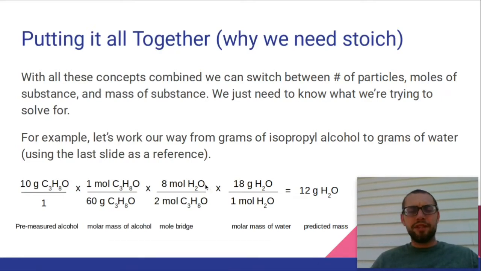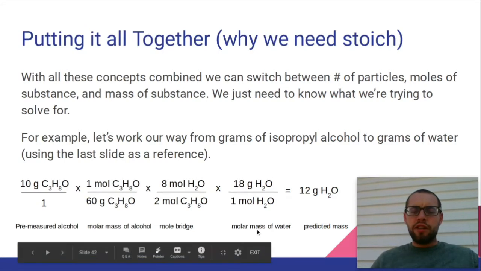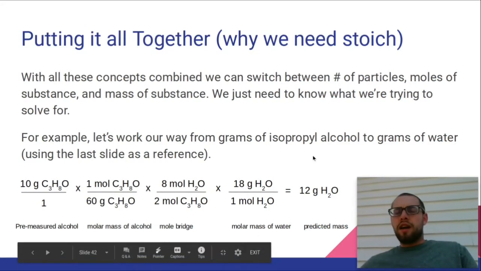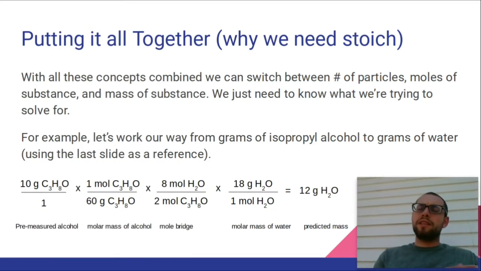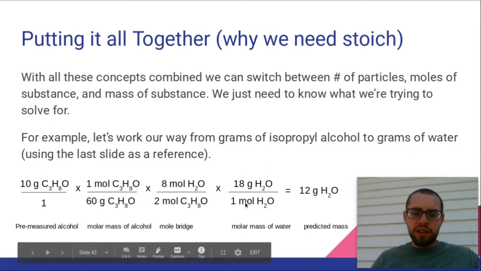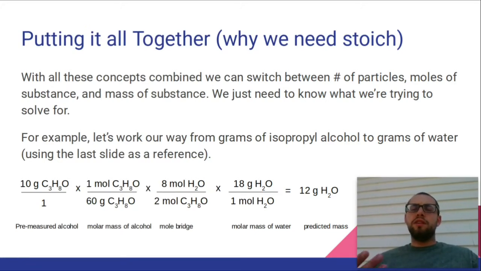And then my last step is to turn these moles of water into grams of water. I'm going to do another molar mass. I'm getting these numbers from the periodic table. 2 times the atomic mass of hydrogen, 1 times the atomic mass of oxygen. It adds up to about 18. So 1 mole of water is about 18 grams of water. If all of my units cancel out, the only thing I have left is grams of water.